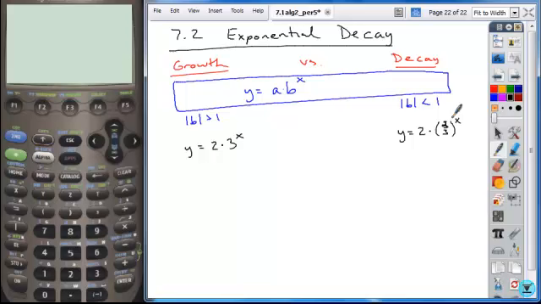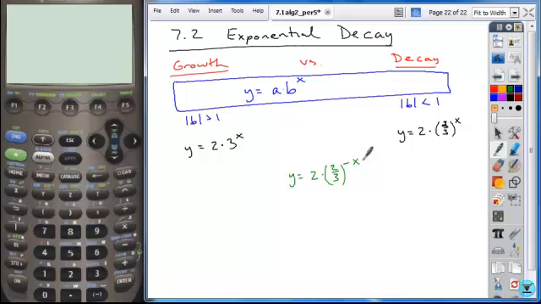All right. Now, there's another way that you can reach both growth and decay, and that's using negative powers. Okay? Because what if I took this equation, y is equal to 2 times 2/3 to the negative x? Okay, what does that negative power actually do? What property does it apply to your base?